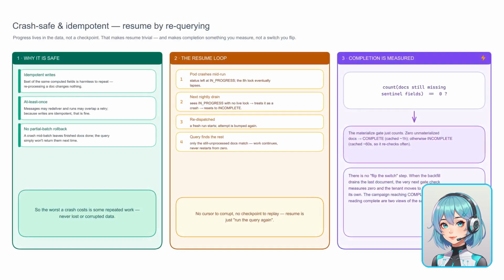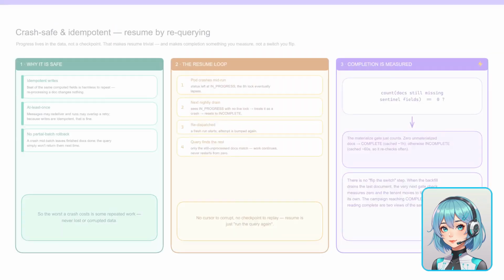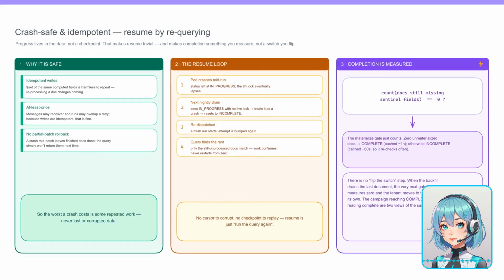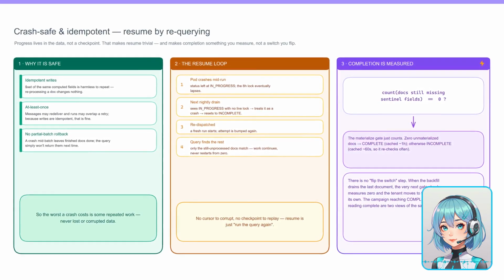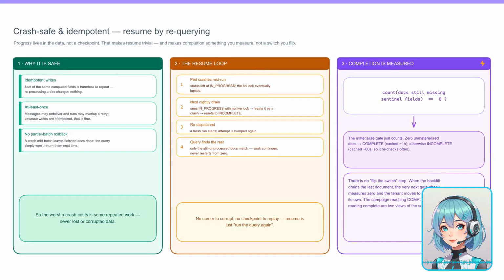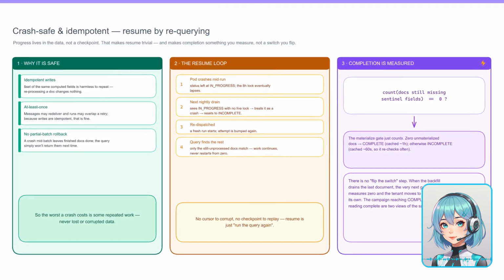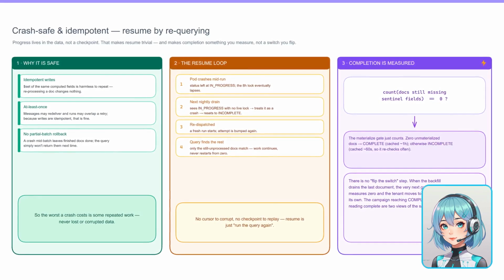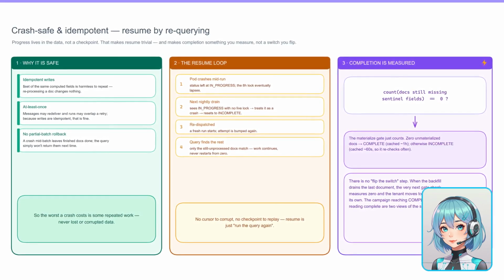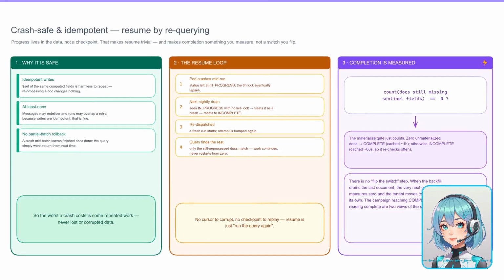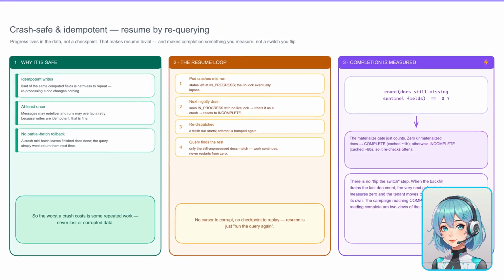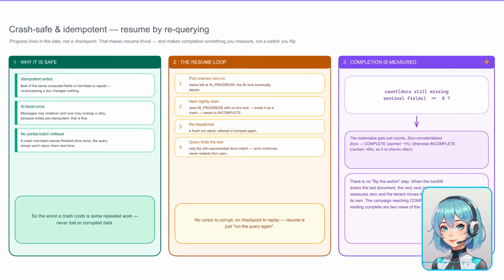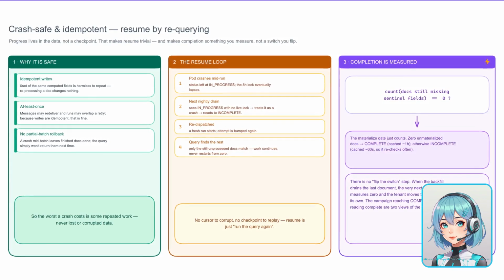3 ideas here: why it's safe, the resume loop, and how completion is measured. Why it's safe. Writing the same computed fields again is harmless. So at least once delivery and overlapping retries are fine, and a crash mid-batch leaves finished documents done. The query just won't return them again. The resume loop. A crash leaves the status at in_progress. The next drain resets it to incomplete. A fresh run starts, and the query finds only the remaining documents, never restarting from 0.